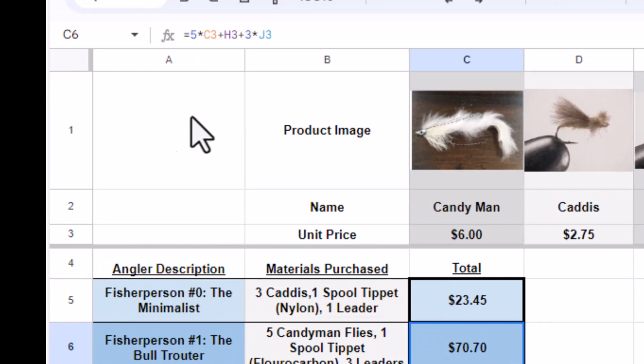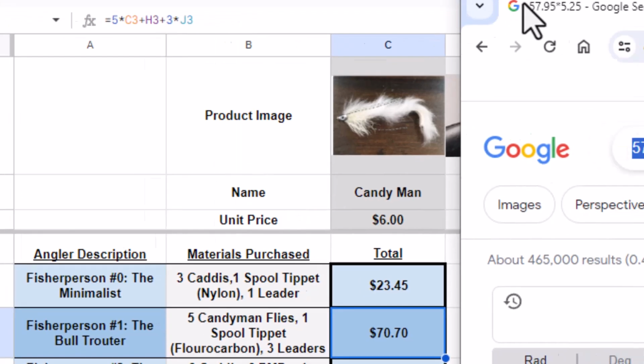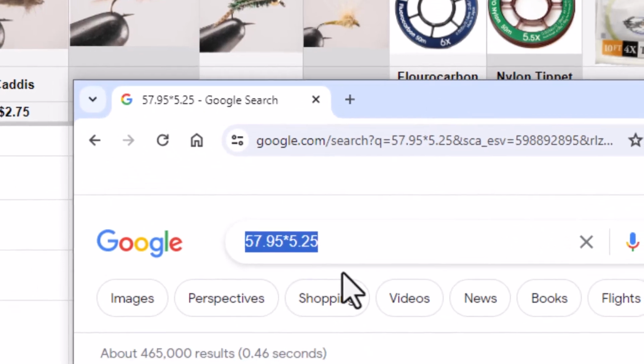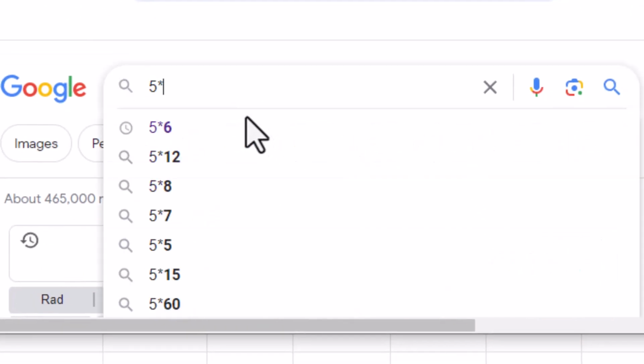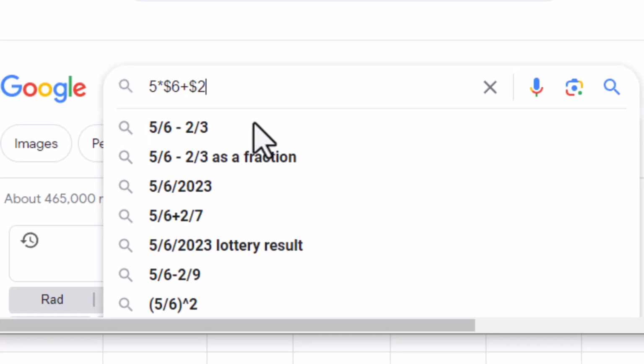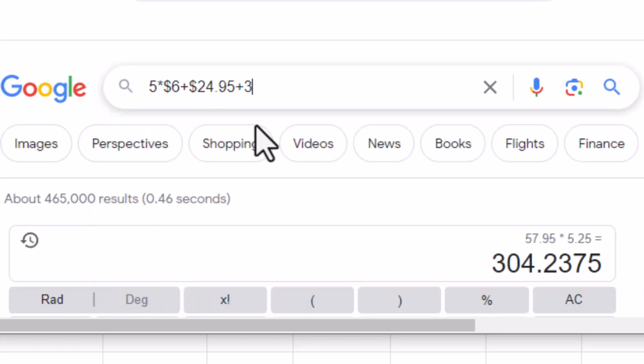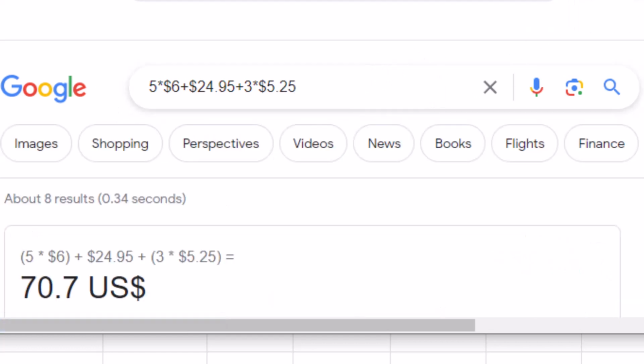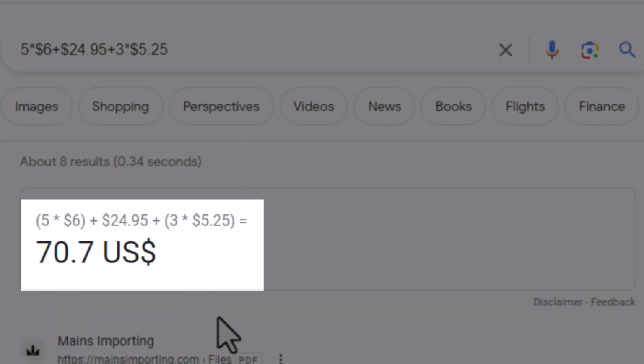So if you actually put this entire problem, I'm going to take it out of Sheets and put it into Google. Let's do the entire thing in Google. So we're going to do 5 times, and I'm going to put the units on too. I'm going to put 5 times $6 plus $24.95 plus 3 times $5.25. Okay, I'm gonna hit enter on that and check out what it shows you. First of all, it gives us the correct number, $70.70, just like we saw.